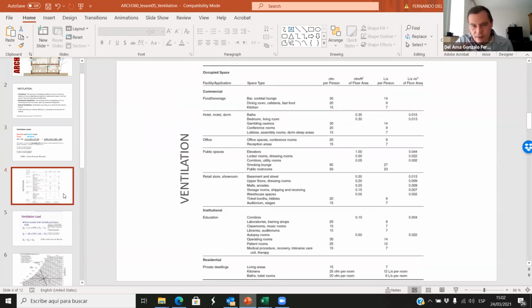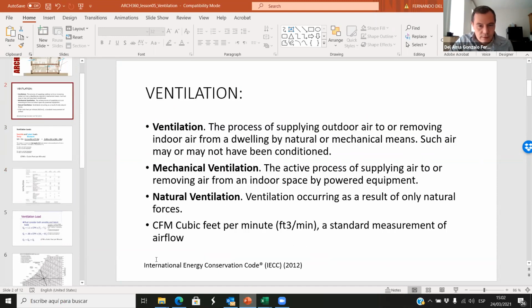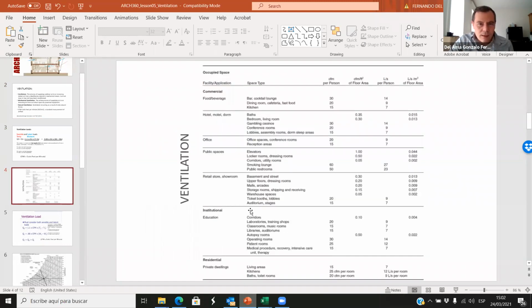What is this? Well, this is taken from the code, from this International Energy Conservation Code as well. And these are recommendations for ventilation for occupied spaces. Depending on what space we're working with, we will be using different CFM per person or per floor area. So we use CFM with the Imperial units. We use liters per second in international units. Okay, so here we have this.